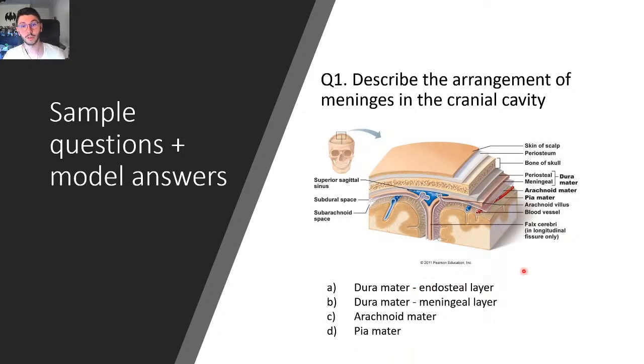So it's the dura mater endosteal layer, which is part of the periosteal layer, which is part of the skull, and the meningeal layer of the dura mater, and in between the two we have our superior sagittal sinus. We have something called the subdural space because it's beneath the dura. We have our arachnoid mater, and our pia mater.